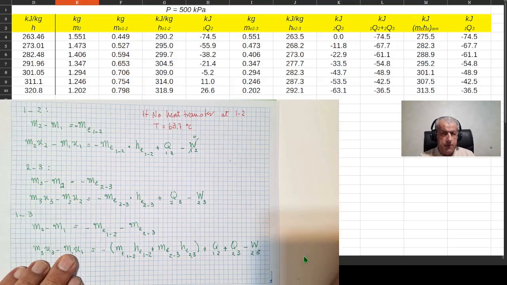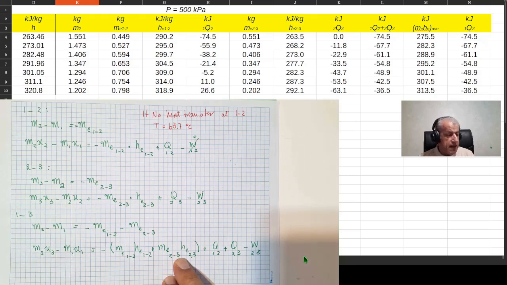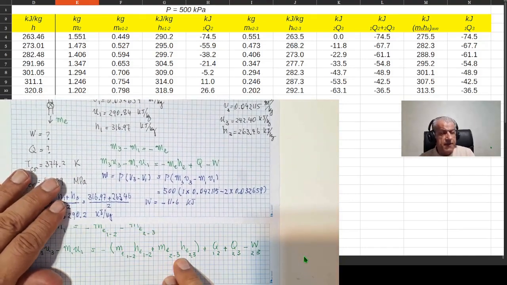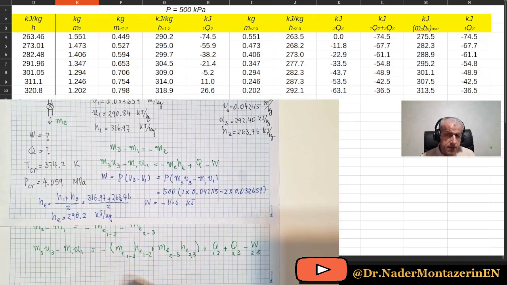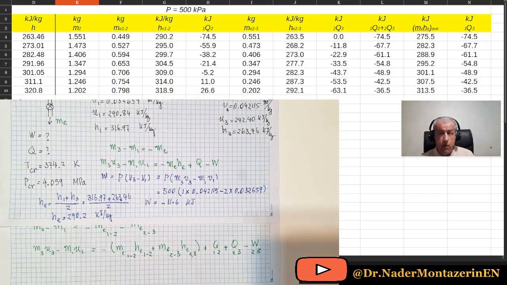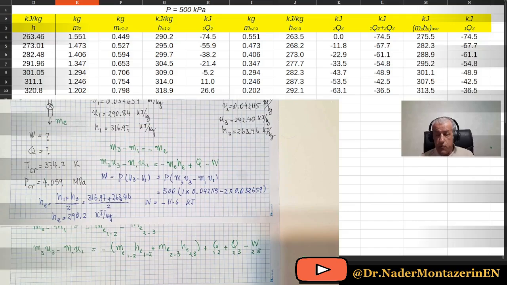In the last video, we found an equation which basically replaced our previous equation, which we had written for the first law of thermodynamics for the process between 1 and 3 as a whole. But now we have considered point 2. And with the knowledge of point 2, we can write a different equation.